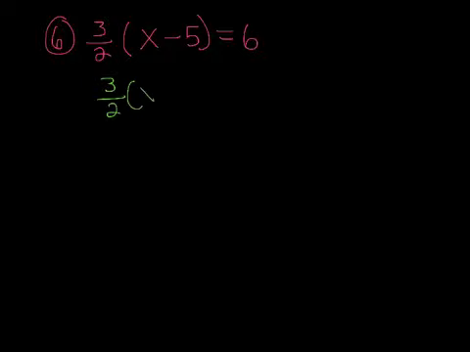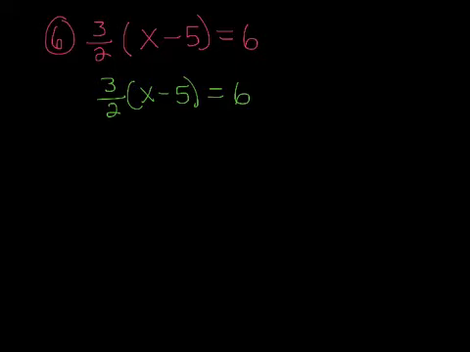So we have one more type of problem, and it does involve fractions. For number 6, there are actually two ways to solve this problem. The first way is distributing the 3 over 2 to both the x and the minus 5. However, there's actually a slightly easier way to do this one. I recommend doing it the second way because it involves fewer fraction operations, so you're less likely to make mistakes.